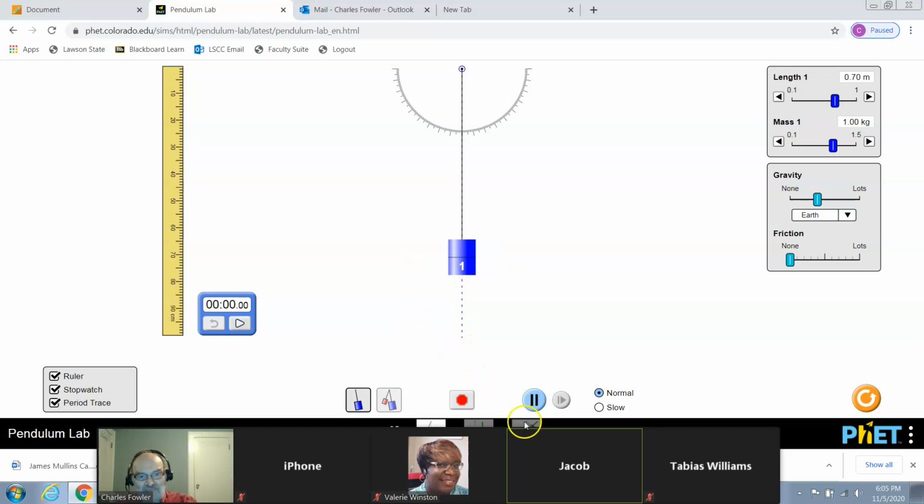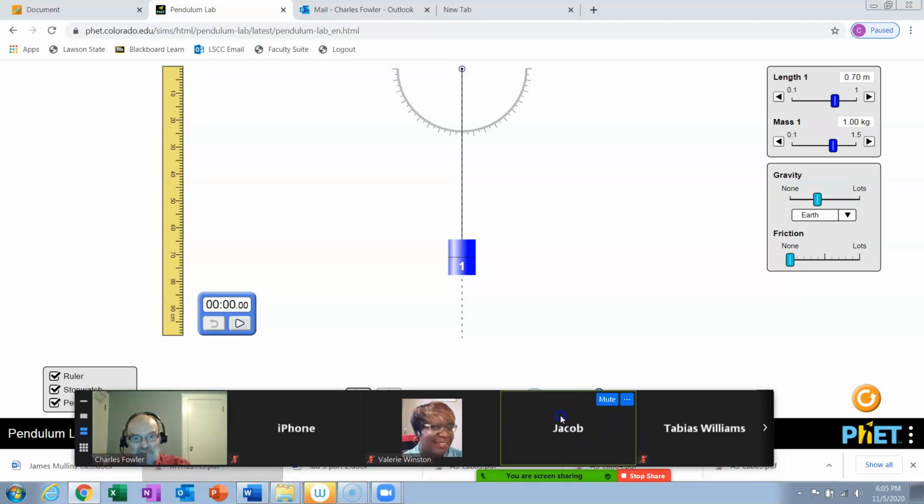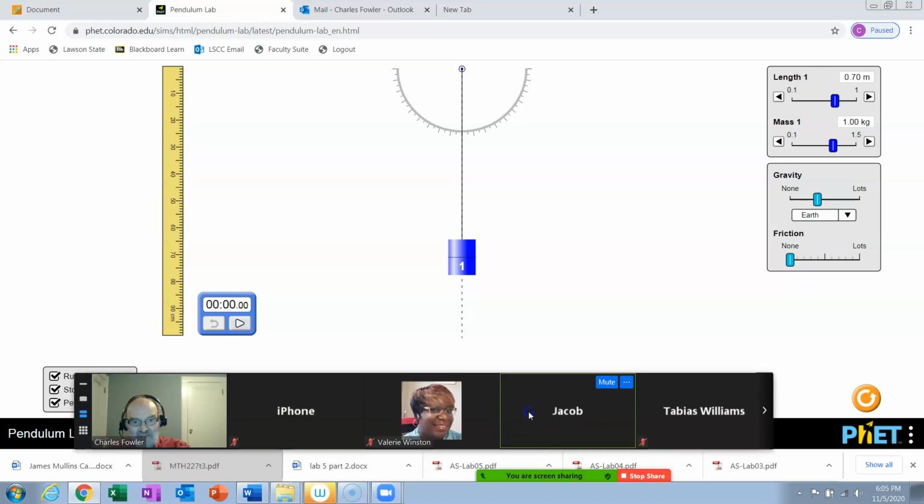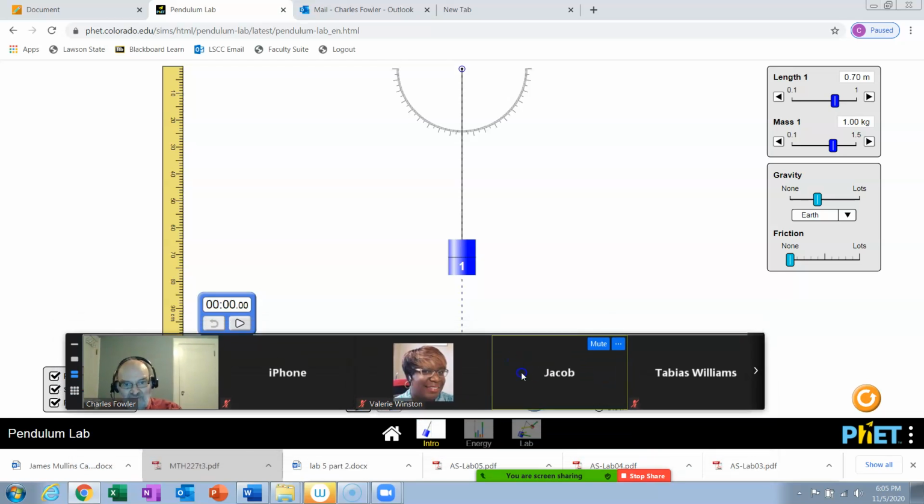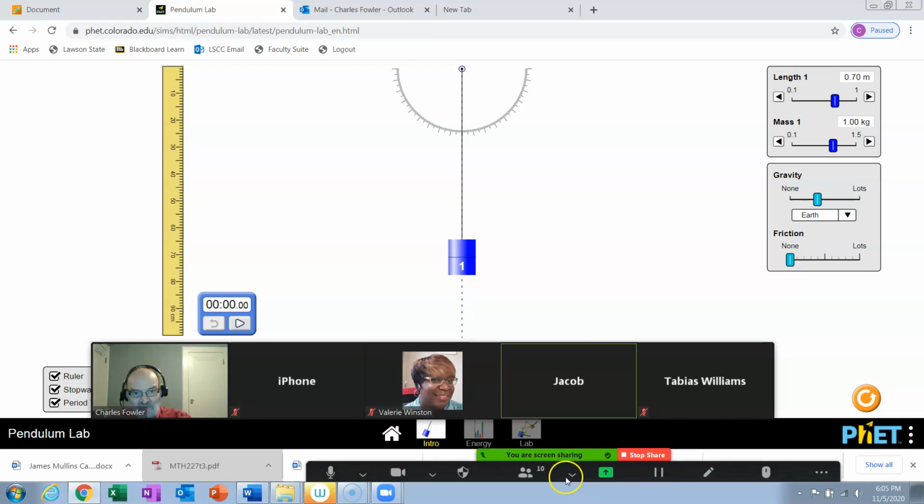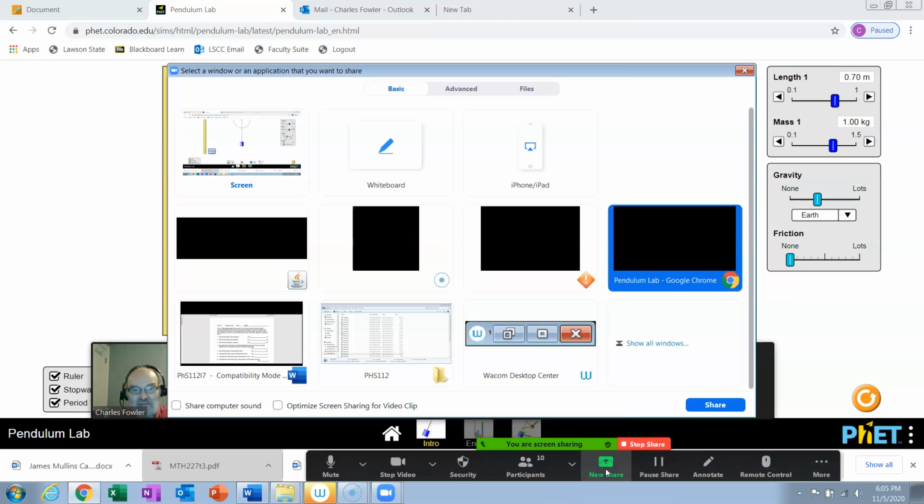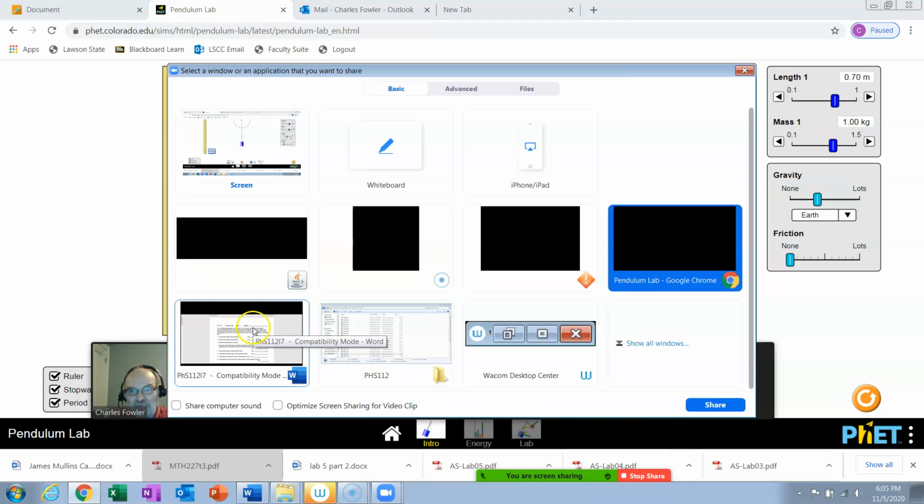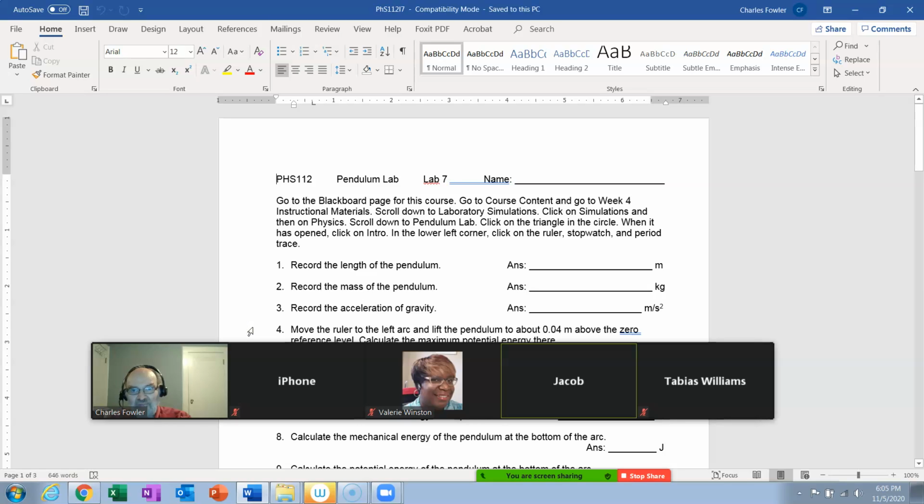Let's go back to, now here's where I run into problems, because now I can't go back and forth between my screen sharing. Okay, so let's go back to this. Now it said record the length of the pendulum. Do you remember what it was?